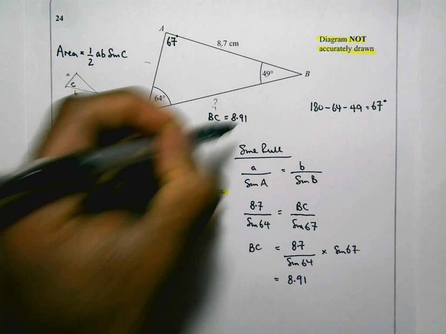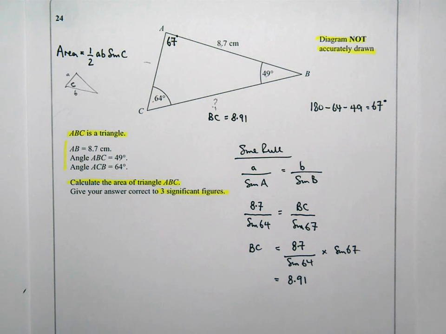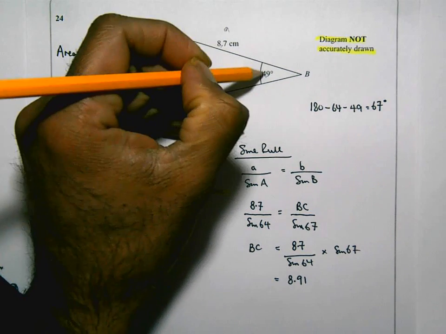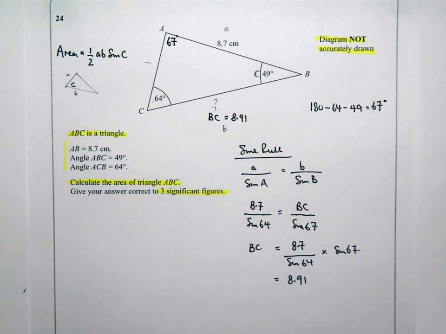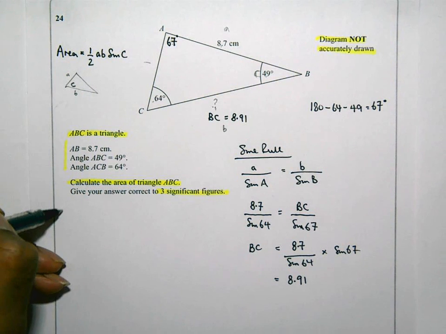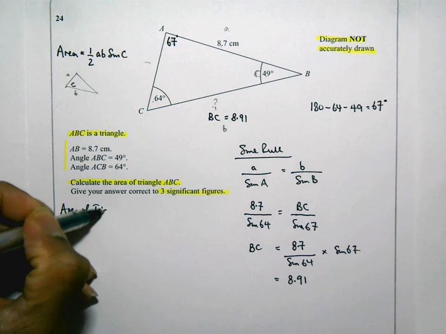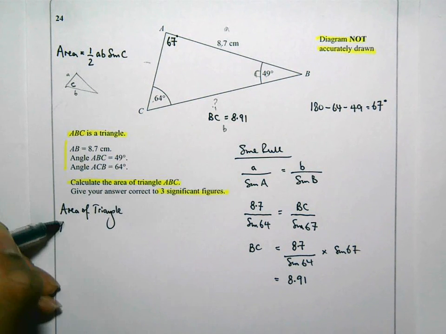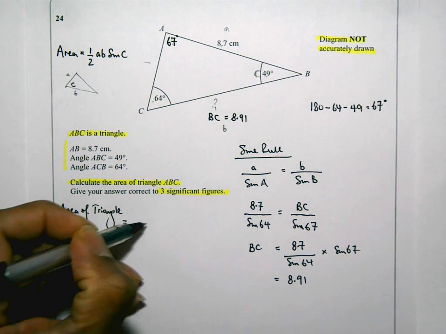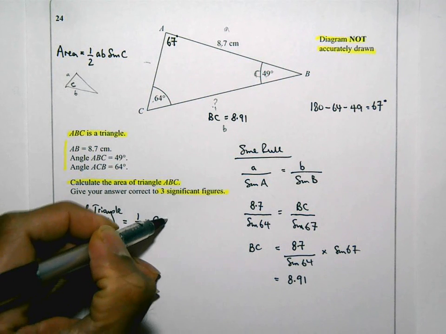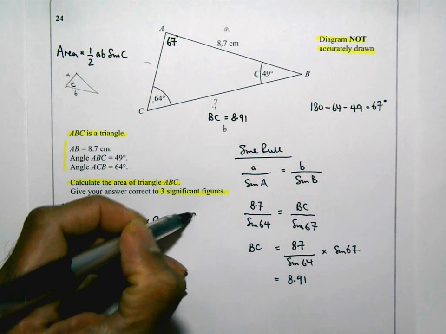And now, right, I have all the information I need to work out the area of this triangle, because if I call this A and I call this B and this angle is C, then I'm going to use that relationship to work out the area of the triangle. I'll put this over here, area of triangle ABC. That's going to be a half, and I'll put the formula, A times B times sine of C.